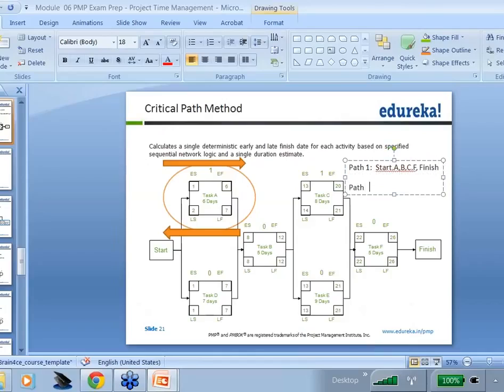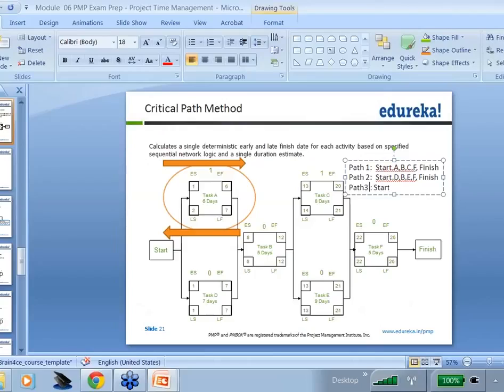And path 2 available to me here is start. I have task D. I have task B. I have task E. I have task F and finish. Are you guys with me till here? So these are the two options before I add up some more options. The more options available in this path is start.